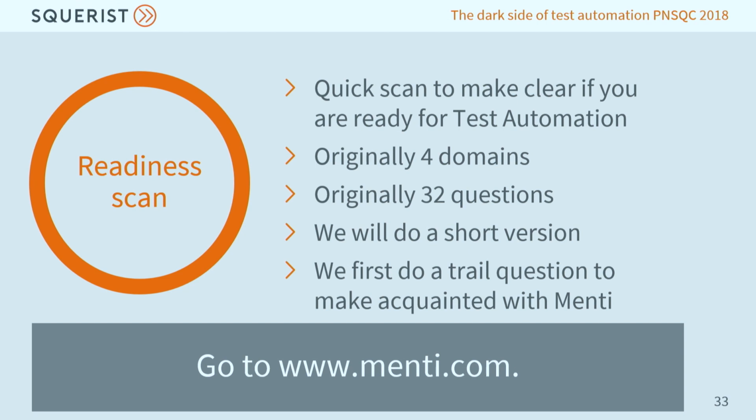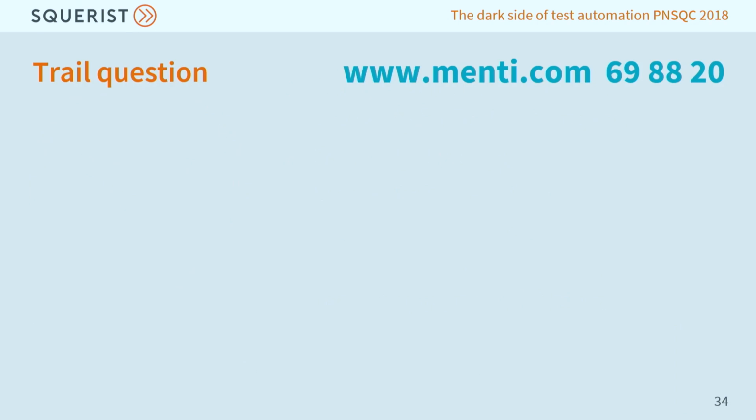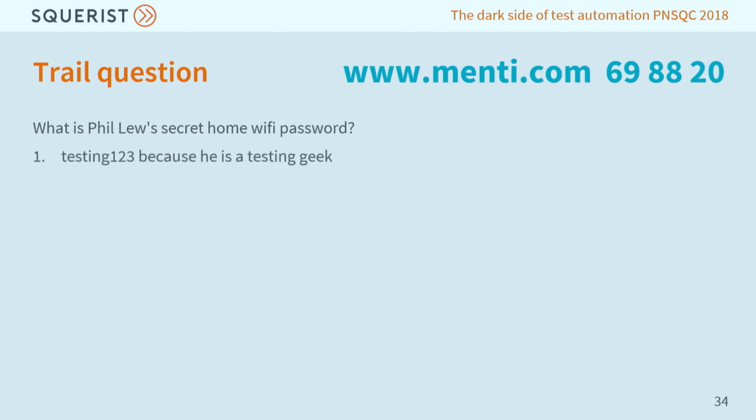Is Phil in the room, by the way? No? That's a good thing, by the way. Go to www.menti.com. And the trial question, by the way, is: what is Phil's secret home Wi-Fi password? There are 4 options. Well, the first is testing 1, 2, 3, because he's a testing geek. Shireen 1999, because that's his first daughter's name and year of birth.